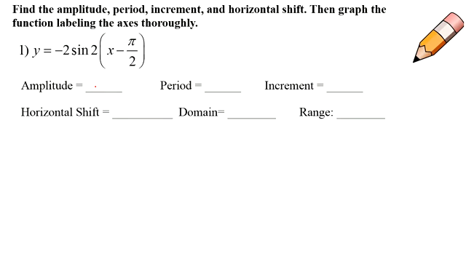So very first thing I noticed, there is a -2 for my amplitude. My amplitude is just 2. But I'm going to put a little note by here and say flipped. So I know when I graph this guy, he's not going to start going up like sine normally would. He's going to go down. Okay, so we're going to want to keep that in our mind.